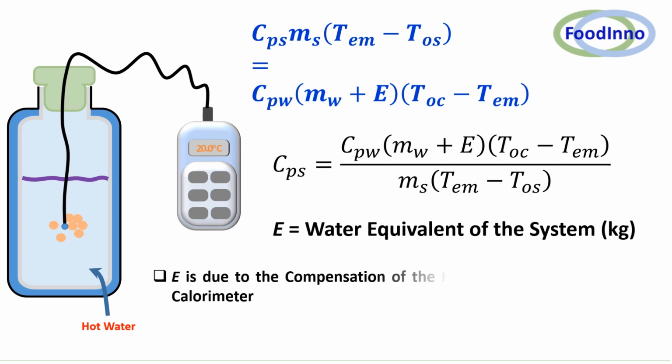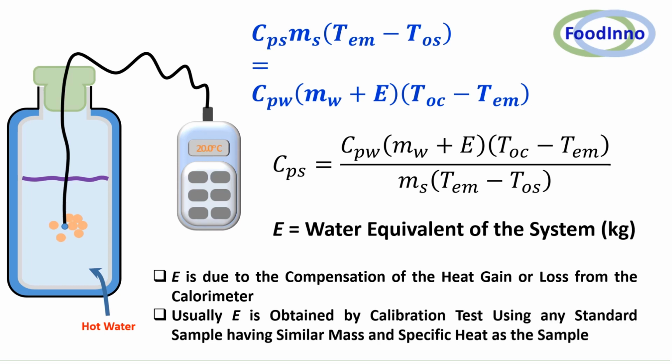You could notice that we have used another term E in the equation. This is due to the compensation due to the heat gain or loss from the thermoflask. Usually E is obtained by calibration test using any standard sample having similar mass and specific heat of the sample.